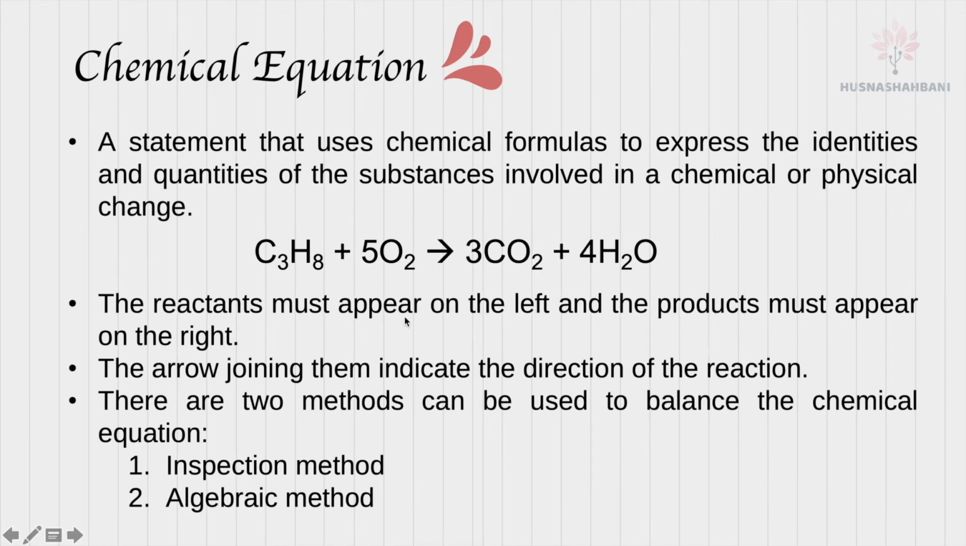The reactants must appear on the left, meaning before the arrow, and the products must appear on the right, after the arrow. The arrow joining them indicates the direction of the reaction. So C3H8 reacts with oxygen, producing carbon dioxide and water. There are two methods that can be used to balance the chemical equation: inspection method and algebraic method.